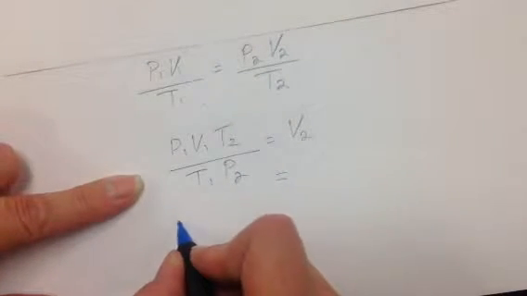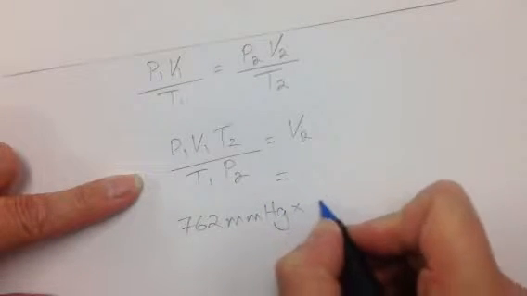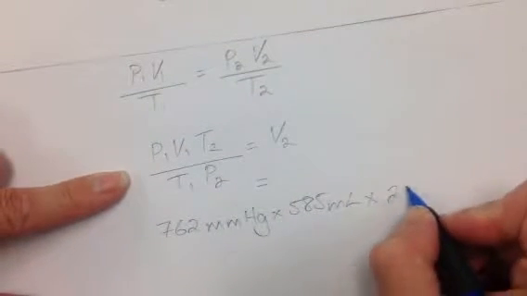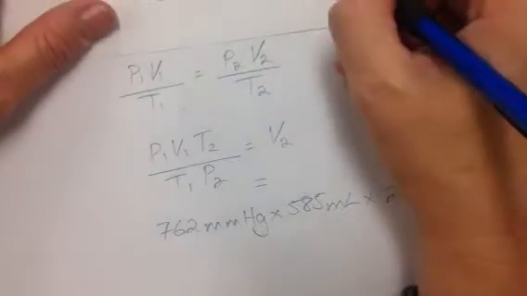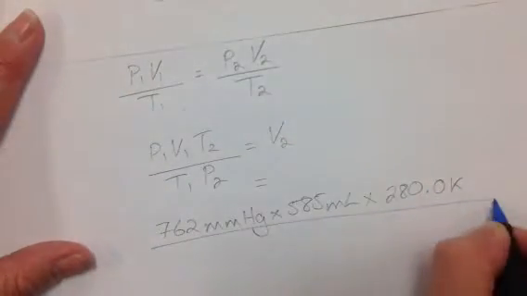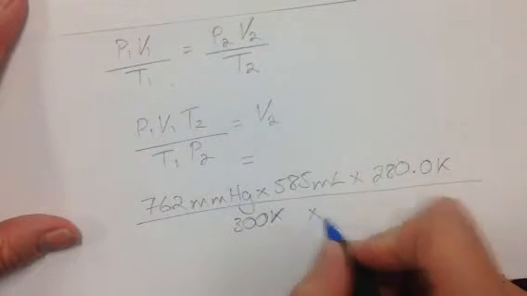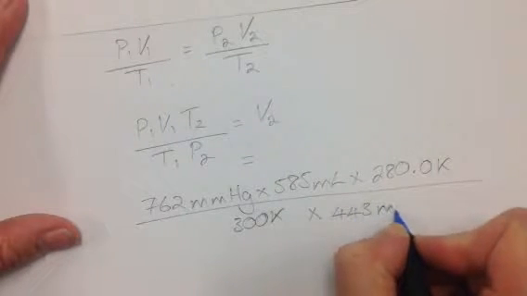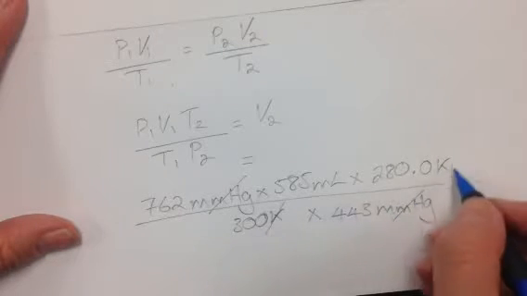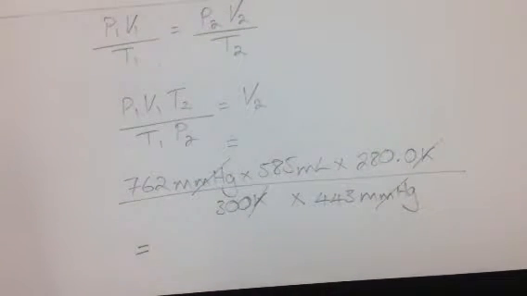numbers, include your units, so 762 millimeters of mercury multiplied by 585 milliliters multiplied by 280, sorry, that should be Kelvin, sorry about that, 280 Kelvin divided by T1, which is 300 Kelvin, multiplied by 443 millimeters of mercury. So millimeters of mercury cancel, Kelvins cancel, and we're left with milliliters, and since we want a volume, that is appropriate.